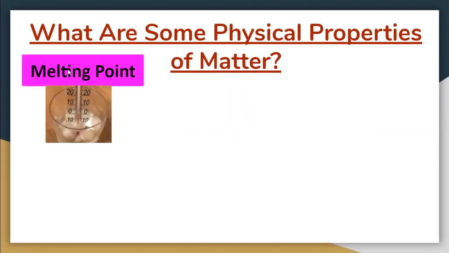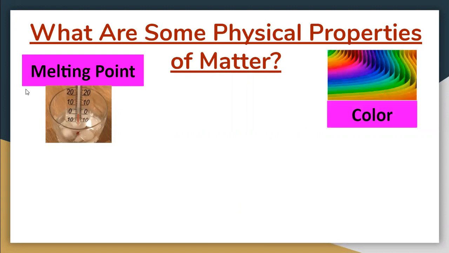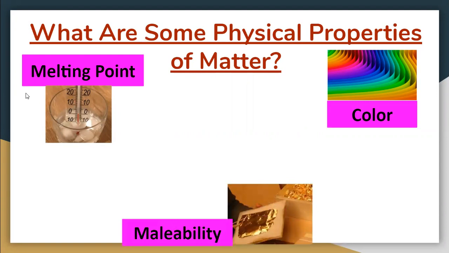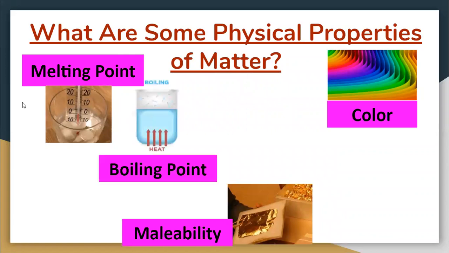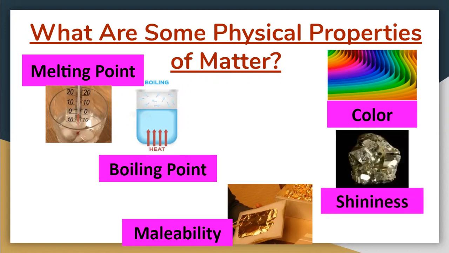Melting point is a physical property. You can actually see when it melts, and it will always be the same for a certain substance, right? Different substances have different melting points. Color is a physical property. It's something you can see. Malleability is a physical property. That's the bendability of something. Boiling point is also a physical property. You know, when something boils, a certain type of matter will boil at a certain boiling point. Shininess is a physical property.